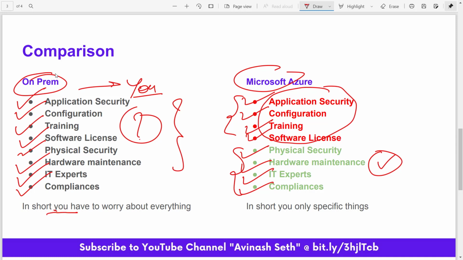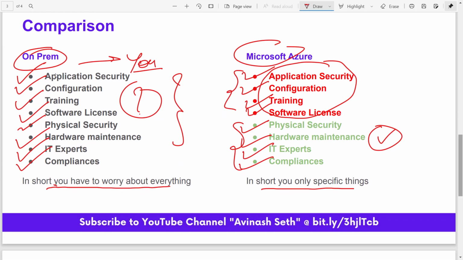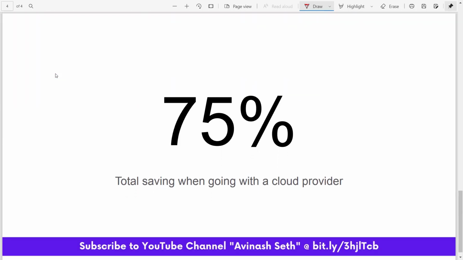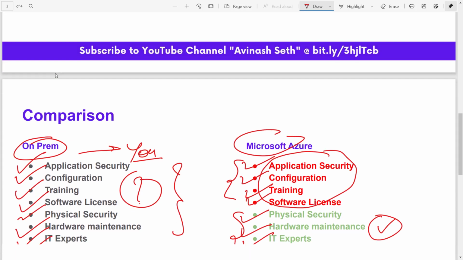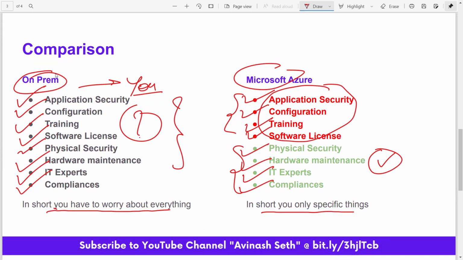In short, on-premises you have to worry about everything and you have to pay for everything. And in Microsoft Azure, you only pay for specific things or you worry about only specific things. Now, one fun fact I want to tell: there is around 75% of total saving when you are going with a cloud provider, for a very specific reason. Your responsibility is technically shared. So if you don't know what shared responsibility is, go back and check our previous video.